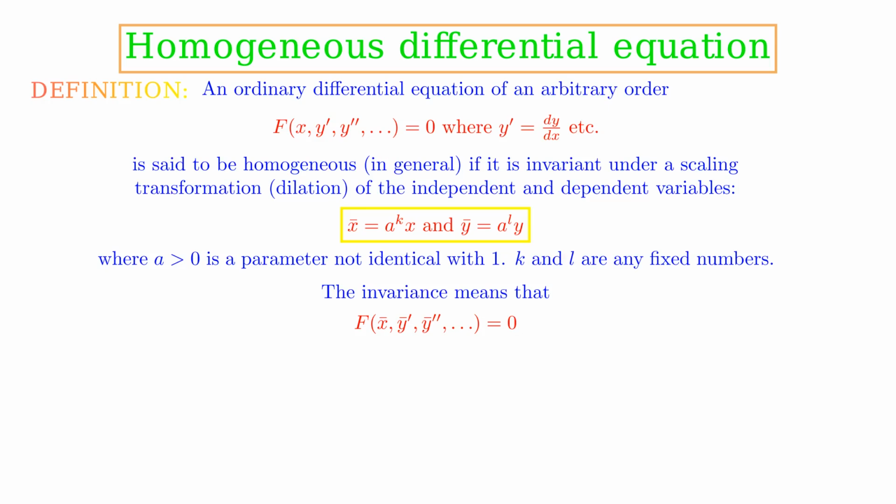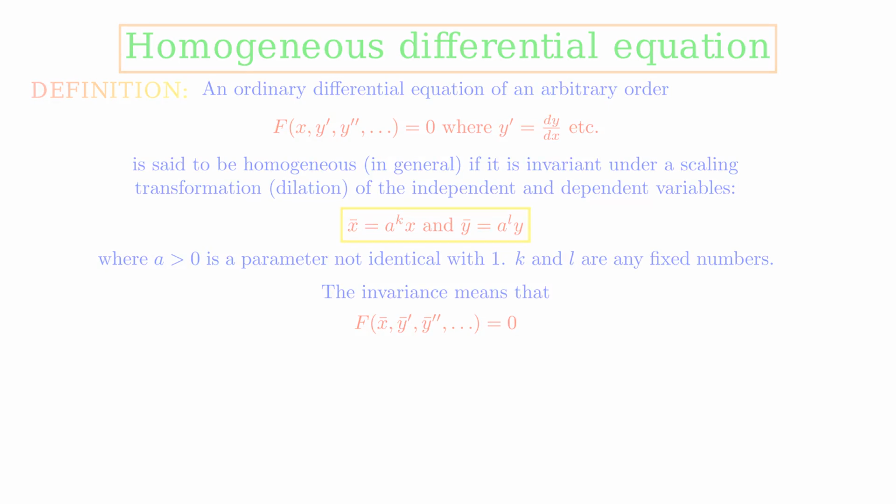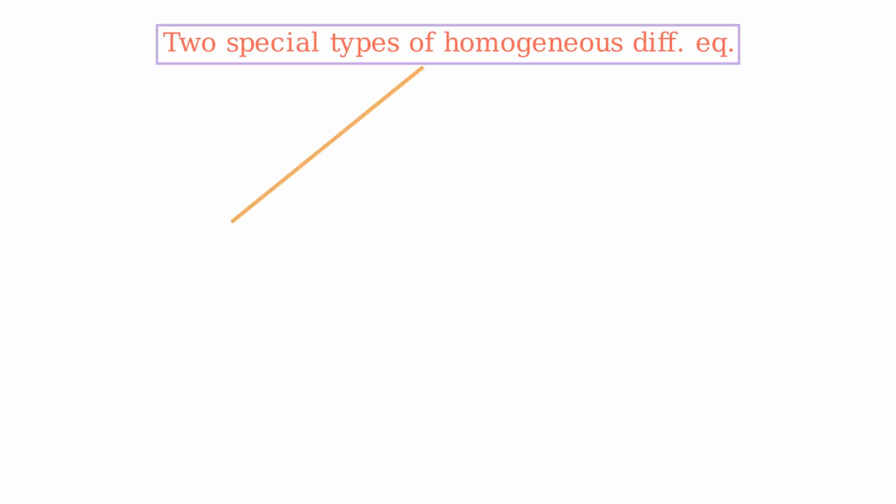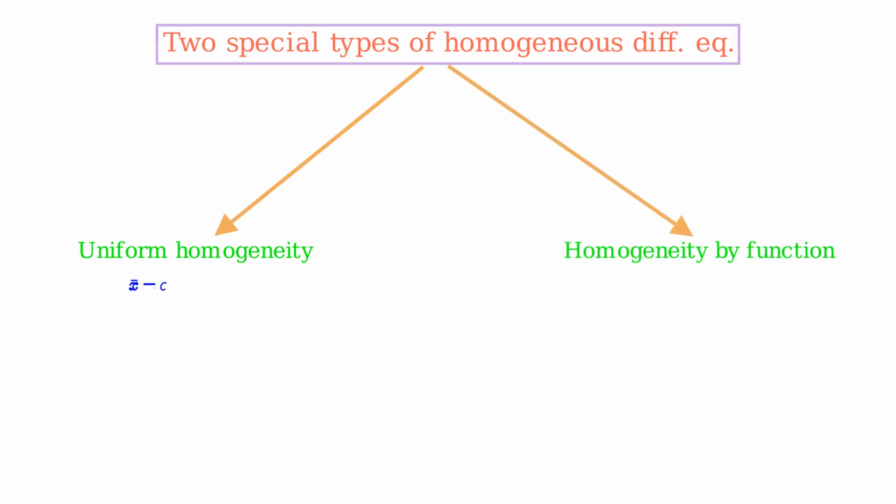When we make this scaling transformation, there are two special types of homogeneous differential equations. These are uniform homogeneity and homogeneity by function. In uniform homogeneity, both variables scale uniformly, while in functional homogeneity, only the dependent variable scales.